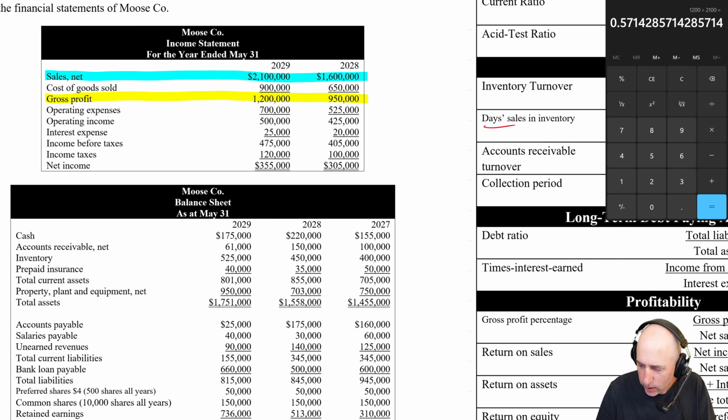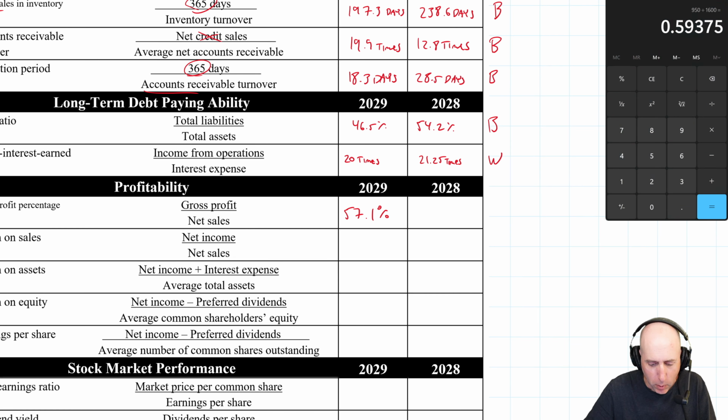The year before, 950 divided by 1.6 million, 59.4%.